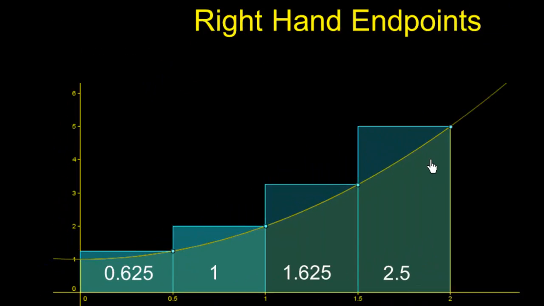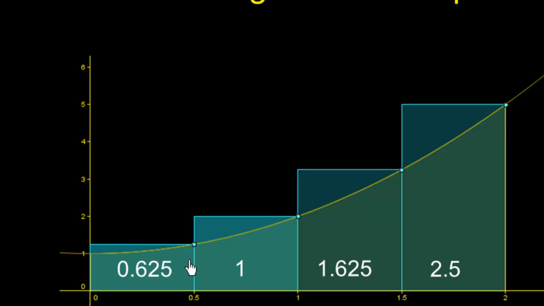Notice that for each individual rectangle, the height is based on evaluating the right-hand endpoint in that little subinterval. So we would call this a subinterval right here. And we have a left-hand endpoint, which is 0, and a right-hand endpoint, which is 0.5. So notice that in each one of these, it's the right-hand endpoint that determines the height of the rectangle.